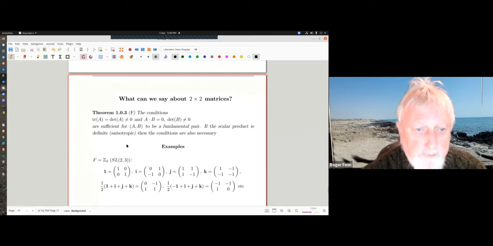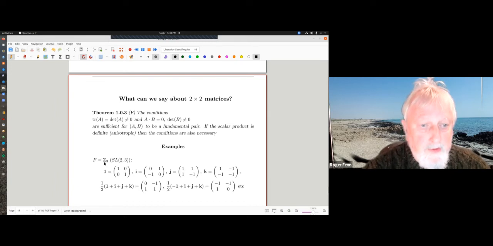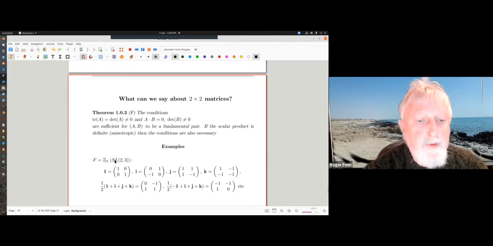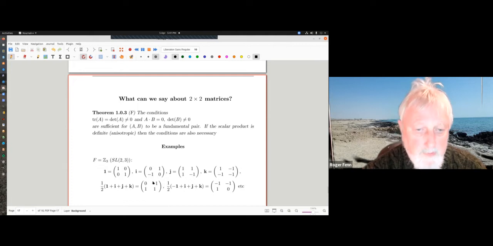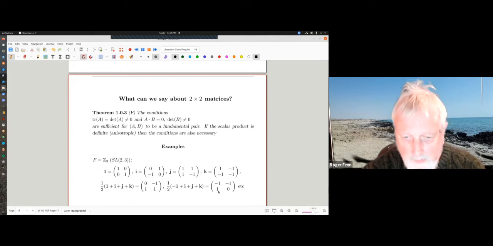So I'm going to do examples here. So now the field is the integers mod 3, and we've got 2 by 2 matrices with entries in the field mod 3. So 1 is just the identity matrix, I is 1 minus 1 down the anti-diagonal. J is a sort of Hadamard matrix, and K is also a bit like a Hadamard matrix as well, but if you multiply those two matrices together, you should get this one. And then a half of 1 plus I plus J plus K is this matrix here. Half of minus 1 plus I is this matrix here, and so on.